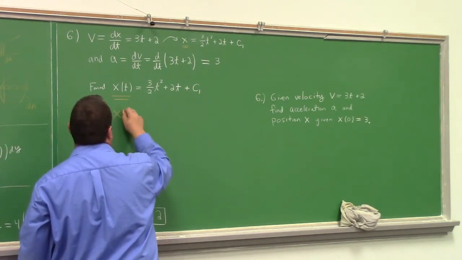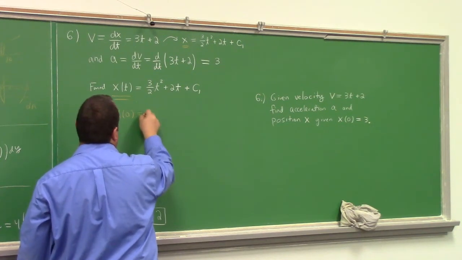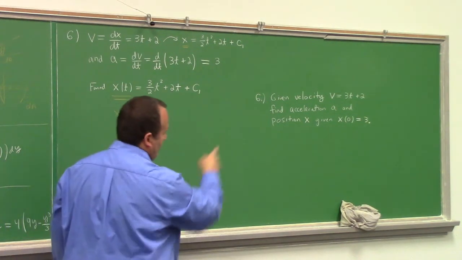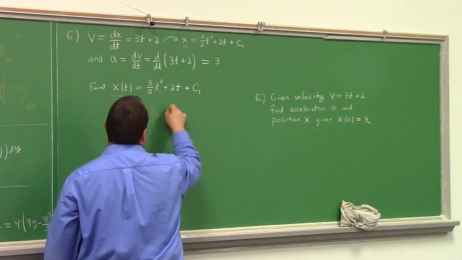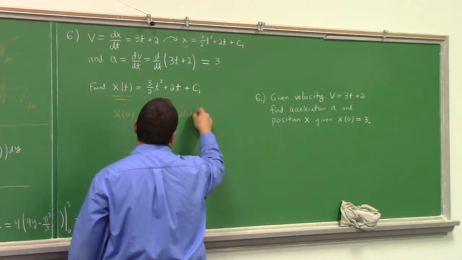And so let's see here. x of 0 is what? It's 3 halves times 0 squared plus 2 times 0 plus c1.